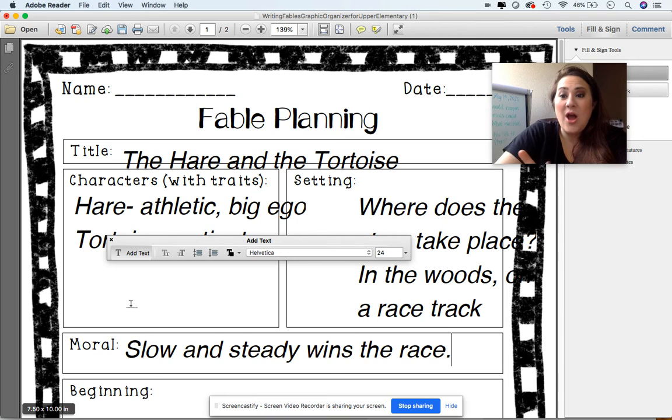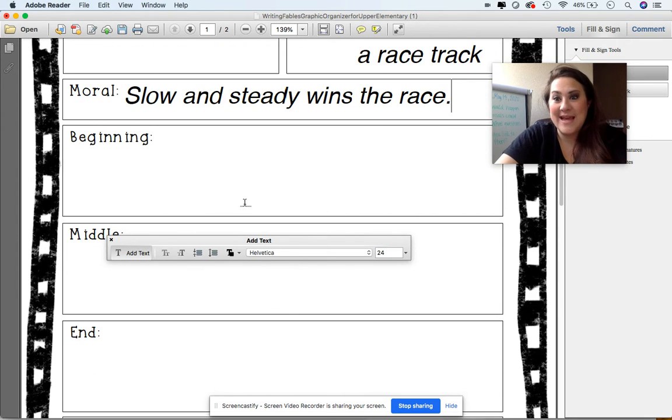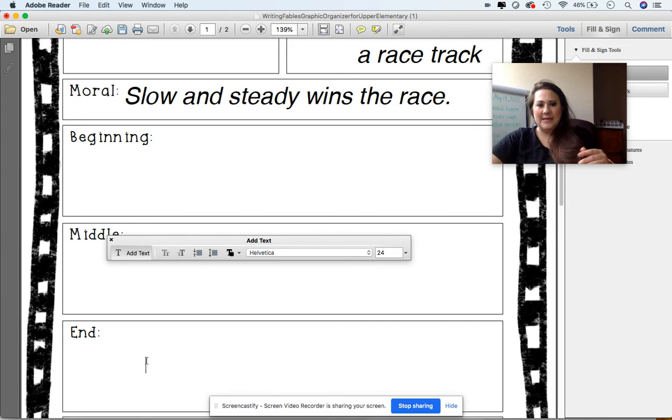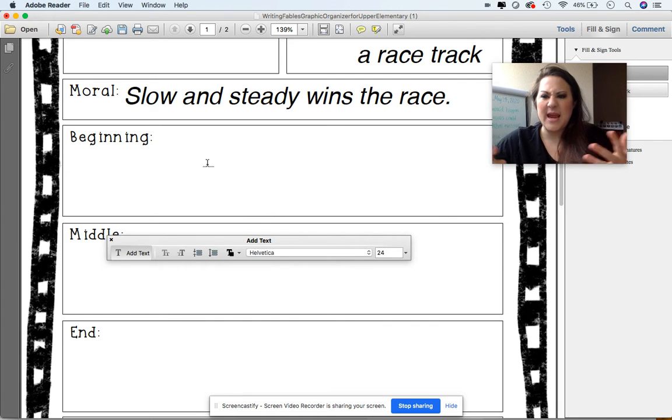So to stay on track, definitely make sure you have your title, character, setting, and moral done for today. If you would like, go ahead and start on your beginning, middle, and end. This is not where you are writing your story, but where you're going to have ideas. So what are some things that are going to happen in the beginning? I want you to set your stage.